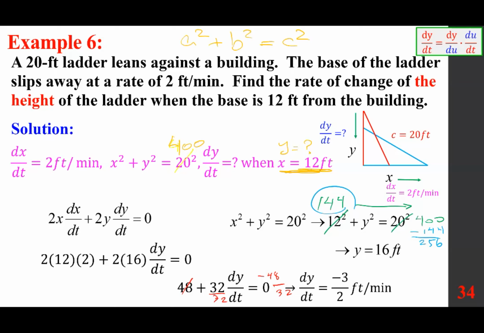And notice, x is getting longer, it's increasing, dx/dt is positive. Y is getting smaller, and obviously dy/dt must be negative. It works out properly. Now, if the question is, at what rate is it decreasing, of course, you answer it with a positive value.